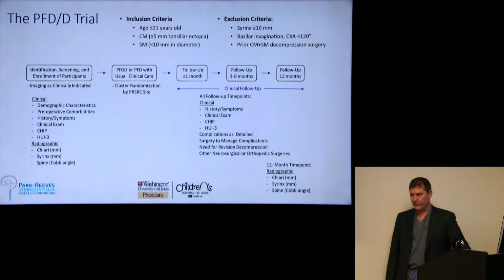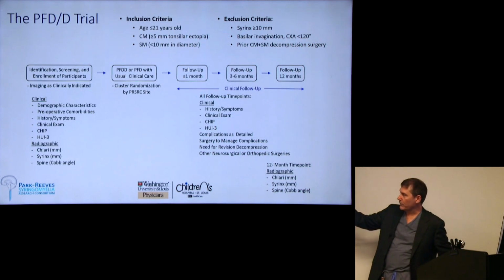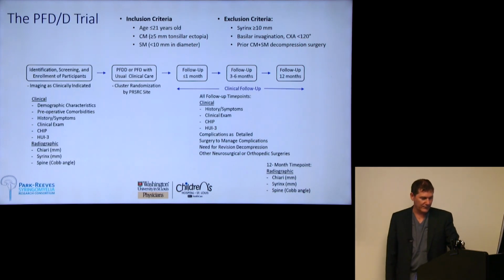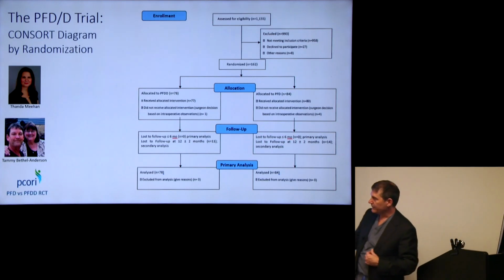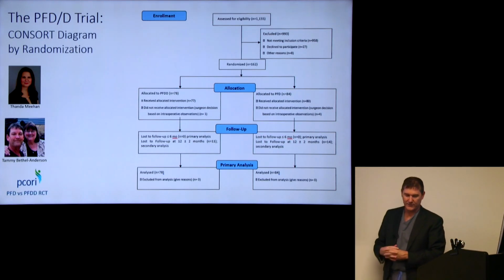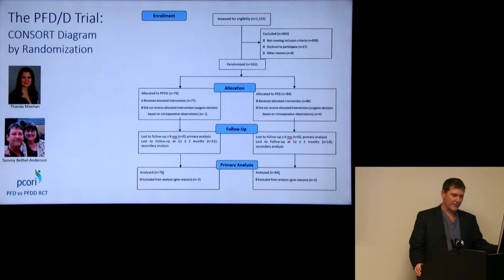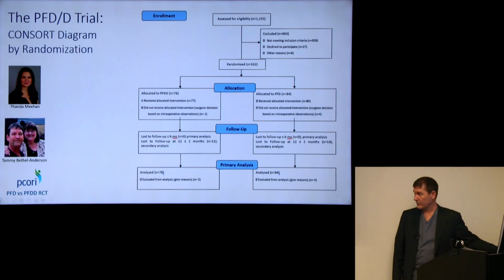It was over 38 different centers, with lots of different components to the study, and the primary outcome was at 12 months, but we continue to follow these patients even now. And I want to point out Tanda Meehan, who has helped me conduct this study along with the rest of the Park Reeves investigators, and then Tammy Bethel Anderson, and Ashley Roberts also, who've helped with this study over time.